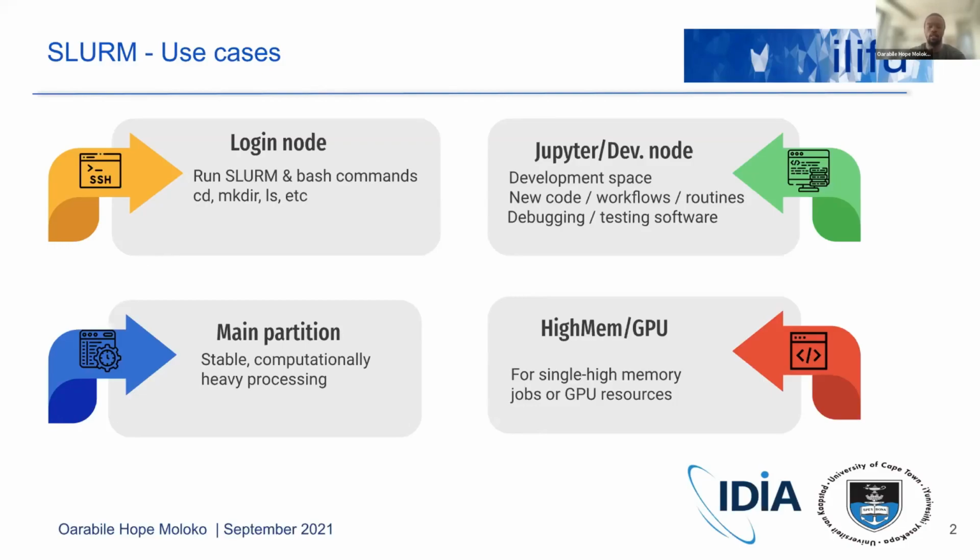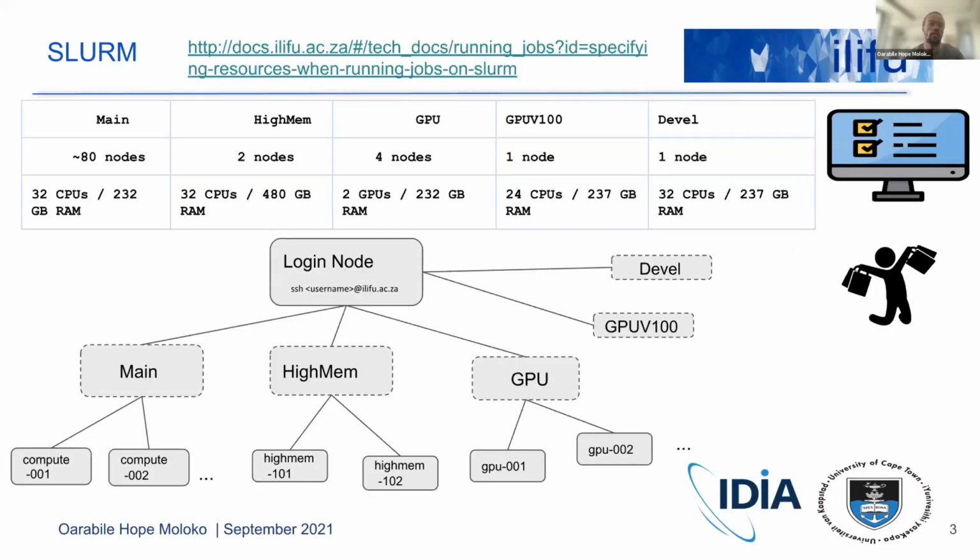So for the different use cases that we have, these are the computing services that we offer. We have the main partition, the high mem partition, GPU, the GPU V100, that sounds fast, and the development partition. The second row is the number of nodes present within each partition, and the third row shows the specifications per node in each partition.